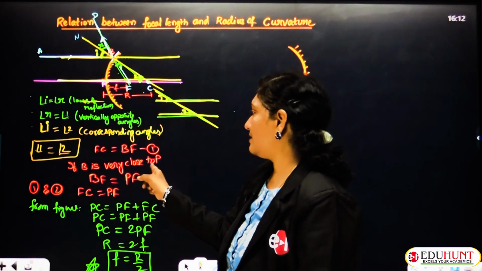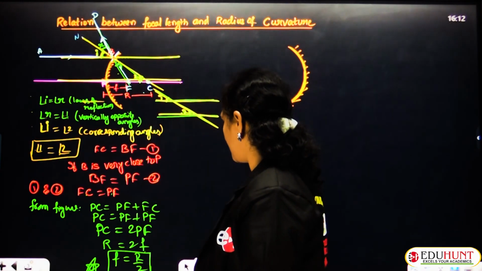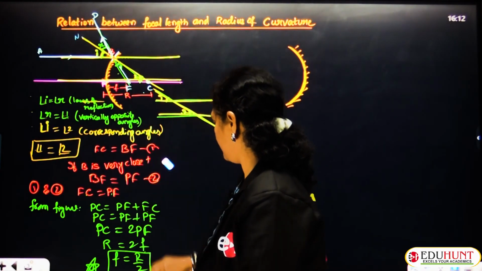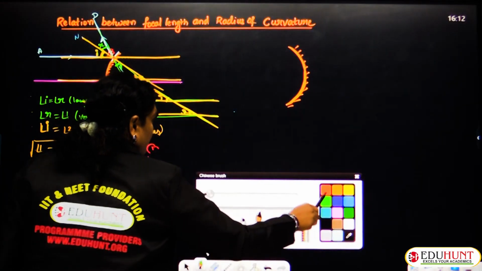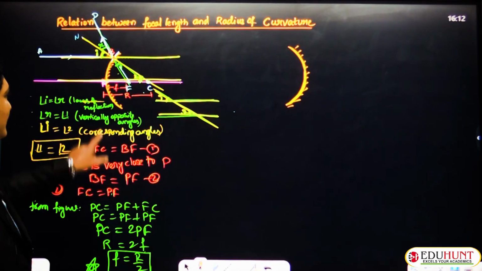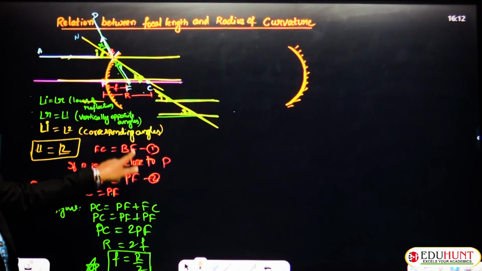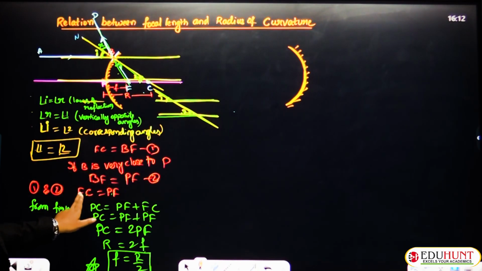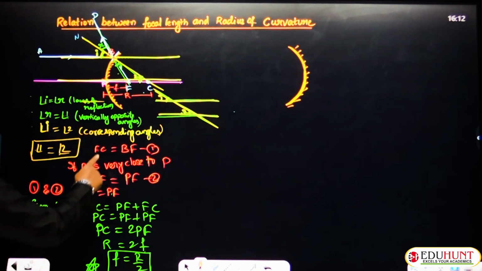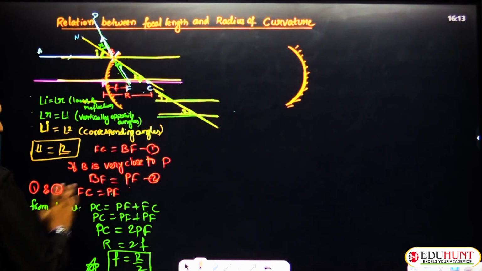So for a case of small aperture, a small sized mirror, BF can be written as PF. So from equations 1 and 2, FC is equal to BF and BF is equal to PF, so we can conclude that FC is equal to PF.